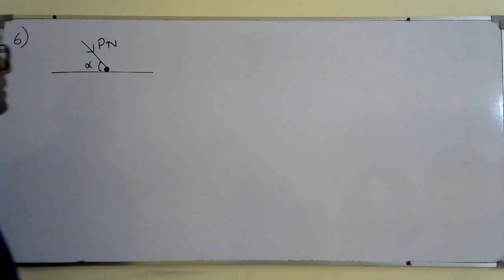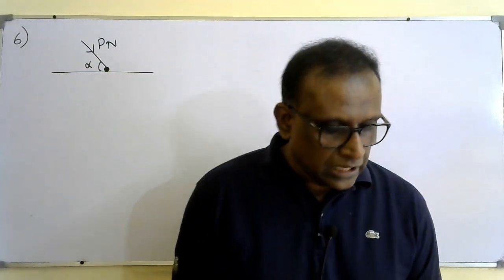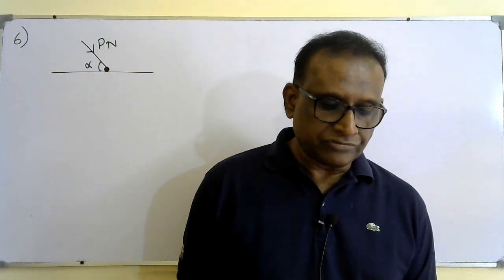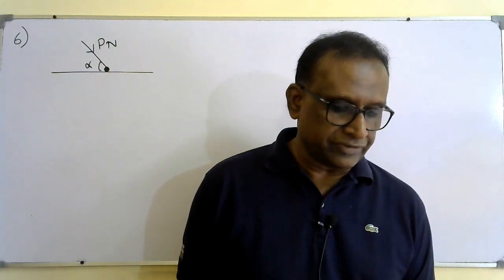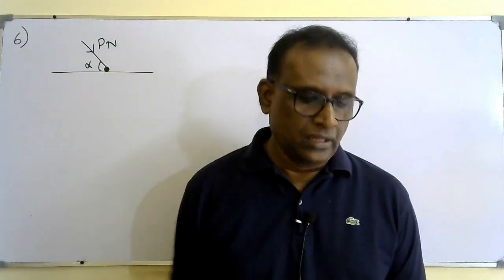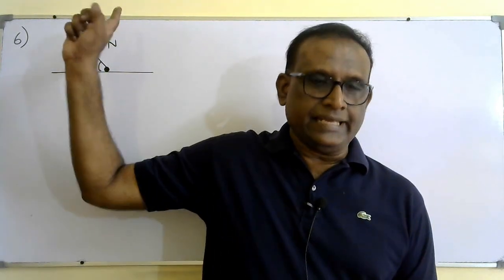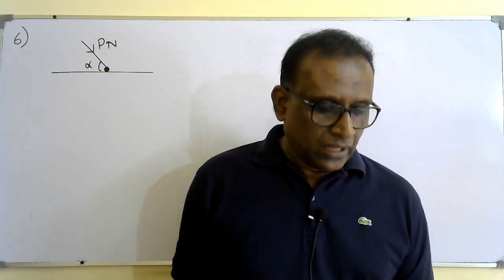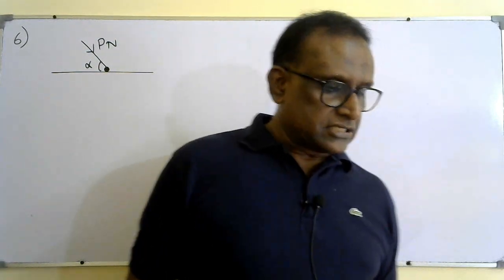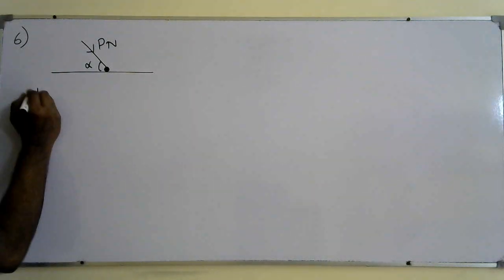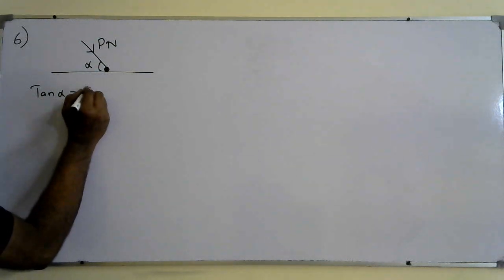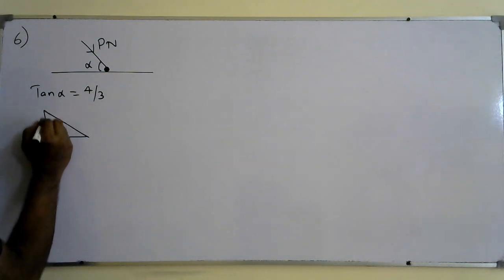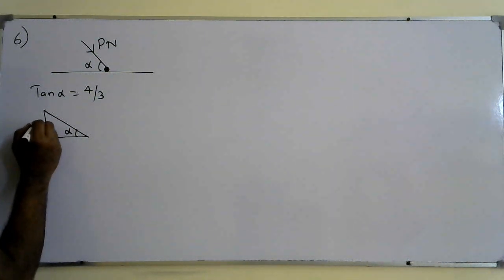So question number 6. This diagram is given. A particle of weight W newtons lies at rest on a rough horizontal surface as shown in figure 3. This is the diagram given, figure 3. A force of magnitude P Newton, capital N for Newton, is applied to the particle. The force acts at an angle alpha to the horizontal where tan alpha is 4 by 3. So that's given, tan alpha 4 by 3 means, if I consider a right angle triangle, this is alpha, tan 4 by 3.